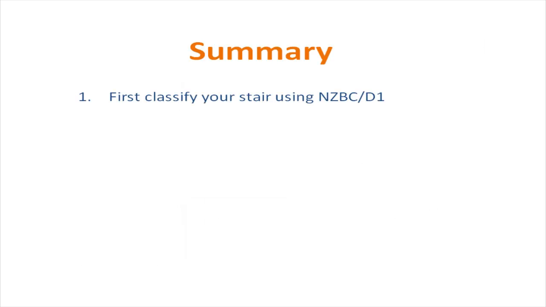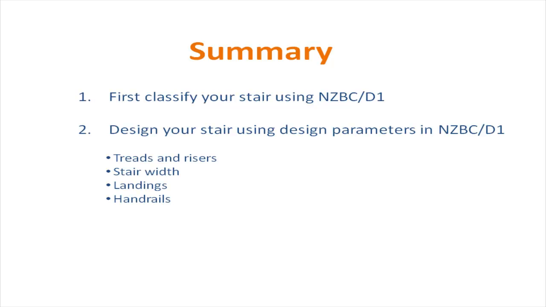So, in summary, first classify your stair using New Zealand Building Code D1 access routes. Secondly, design your stair using the design parameters in D1, looking at treads and rises, stair width, landings and handrails. Use NZBC F4 to design your balustrades.